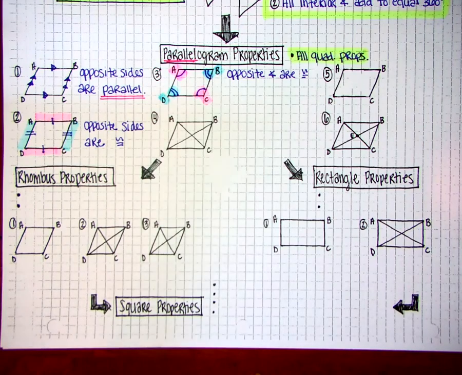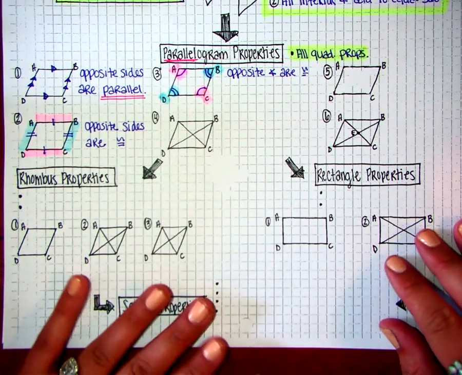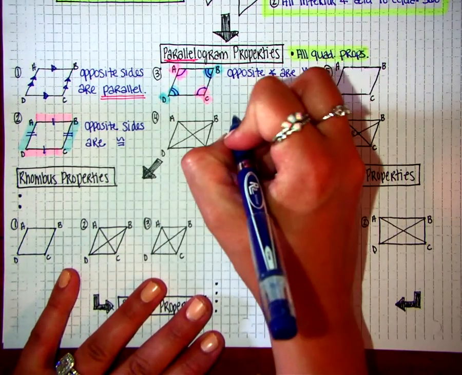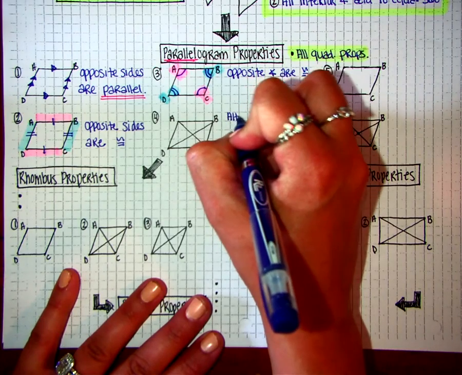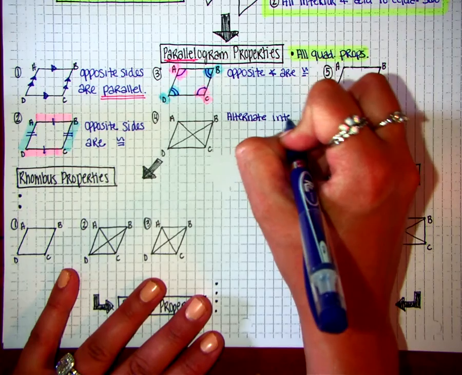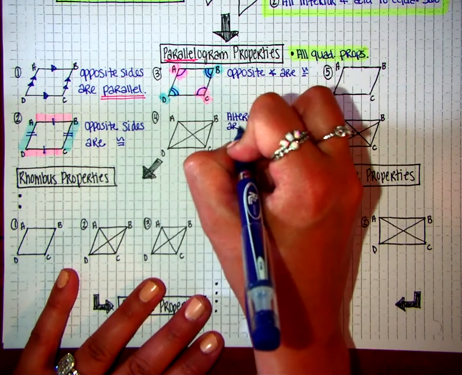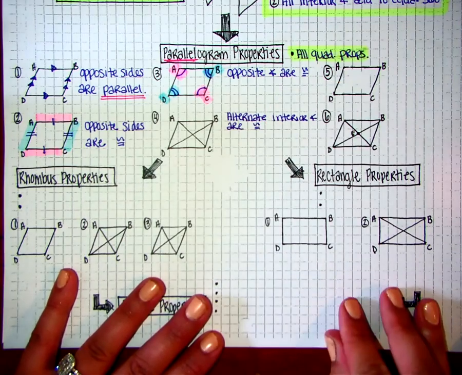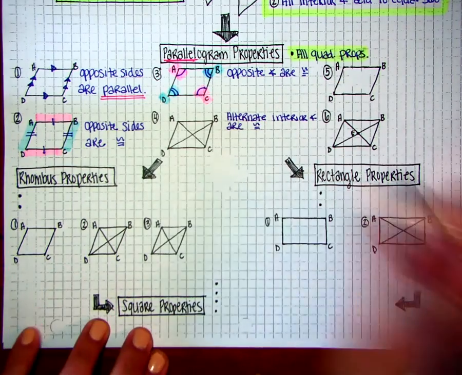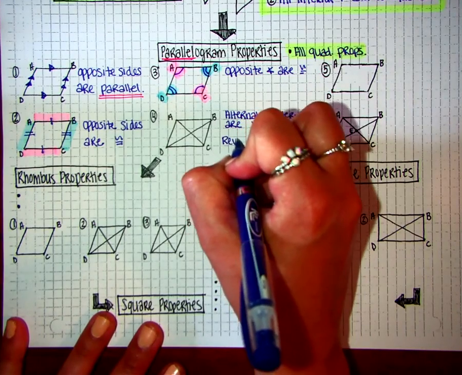All right, the next property is regarding alternate interior angles. Remember, we've reviewed alternate interior angles a bunch. This next property is that alternate interior angles are congruent. Alternate interior angles are congruent. So let's do a little review. Review time.